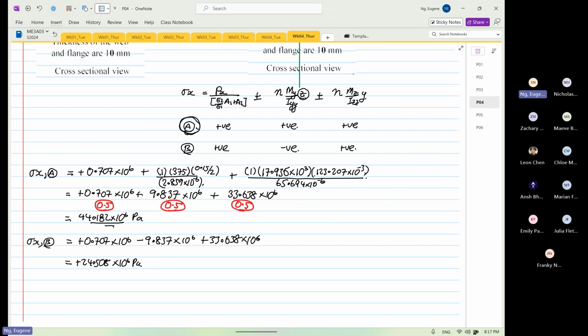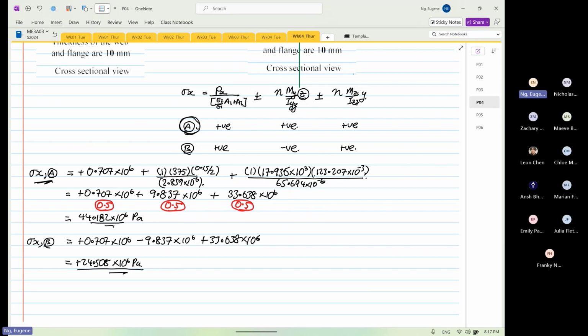Wait, 0.707 plus 9.837 plus 33.638, 44.182. Okay, right. So that's why we calculate the maximum stress at stress A. Okay, we're going to do the same thing for steel.